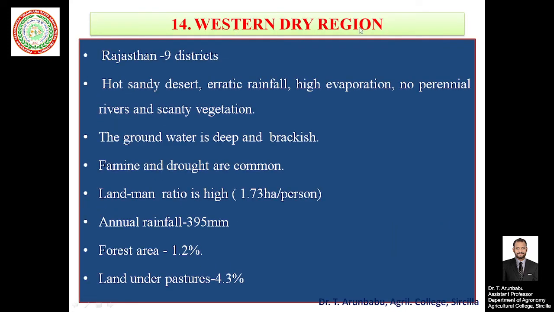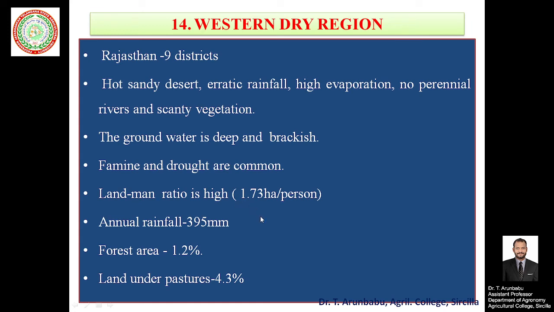And next one, western dry zone. So it includes Rajasthan 9 districts, hot sandy desert, erratic rainfall and high evaporation, no perennial rivers and scanty vegetation. So these are the characteristics of this region. And the groundwater is very deep and brackish. Famine and droughts are more common in this region.